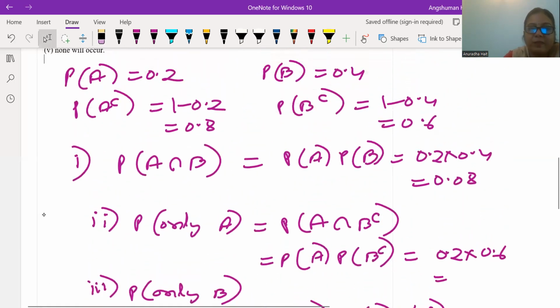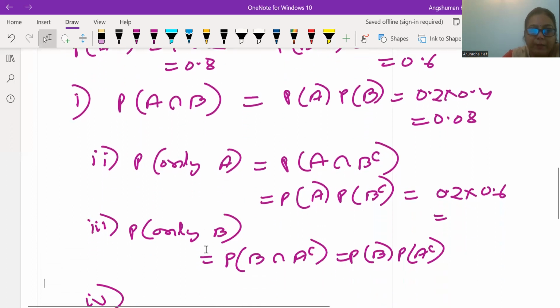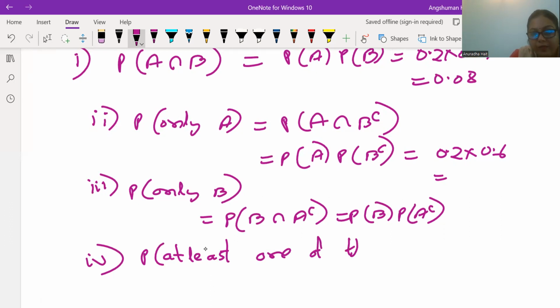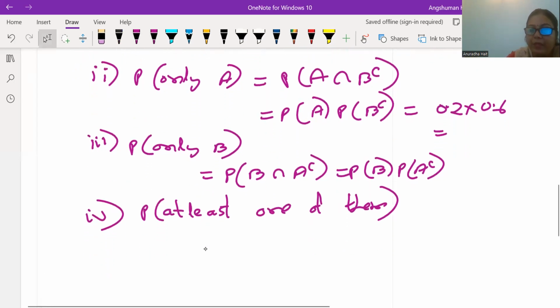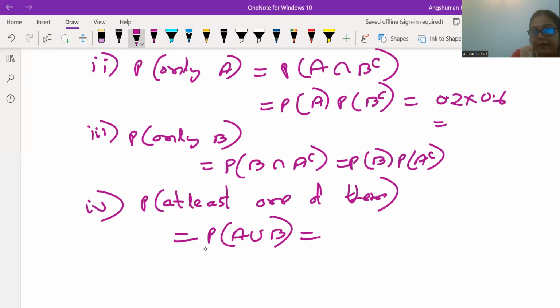Fine. The next two questions are at least one of them, and none of them. So let me write: at least one of them. What is the meaning of at least one of them? At least one of them means either A or B or both of them. So we have done the formula. This is nothing but the addition law of probability, the definition of addition law of probability. So what is it? Probability of A plus probability of B minus probability of A intersection B. This is simply the formula.